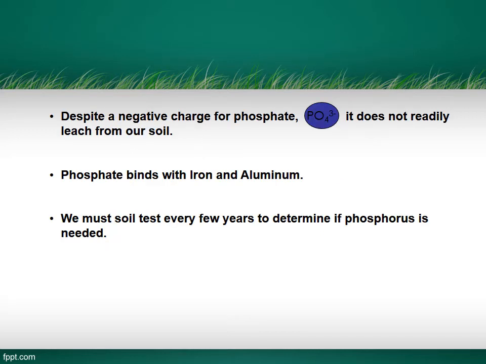Most of the soils in Hernando County have plenty of phosphate in them because we mine phosphate here in the county, so our soils are naturally very high in it. Not all soils. Every once in a while you get a soil test back and somebody will not have enough phosphate in their soil, but generally there's plenty of it here in Hernando County. So even though phosphate has a negative charge, it doesn't readily leach from our soil.